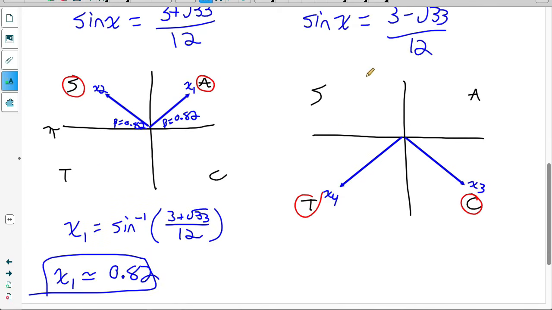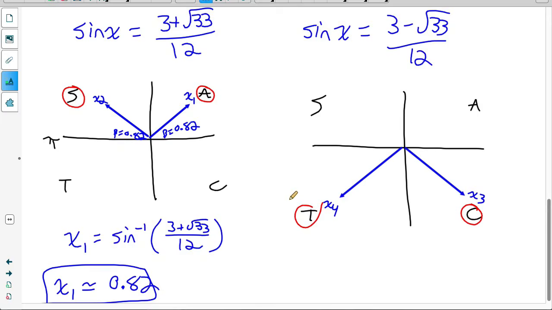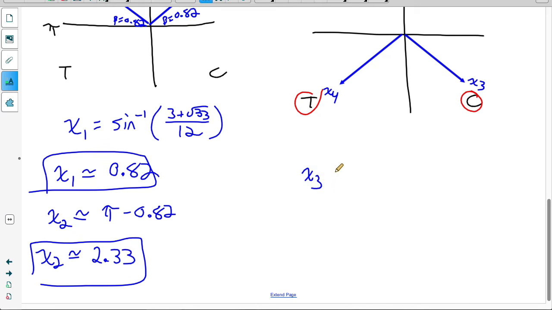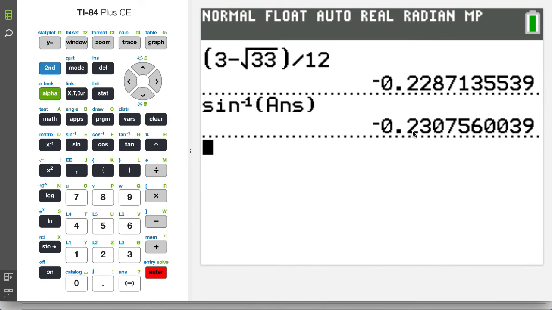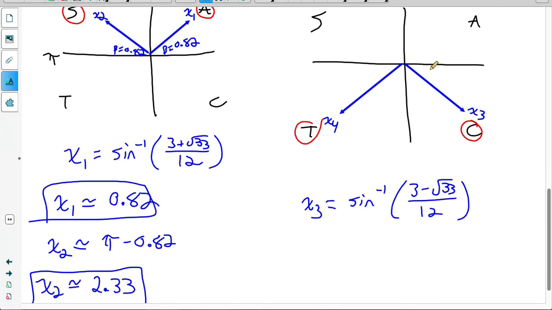Right? So to get an approximate value for an angle that has this ratio, we can just do inverse sine of the ratio. So is it 3 minus root 33 over 12? So let's do inverse sine of that. And my calculator gave me negative 0.23. That means go 0.23 radians in this direction. So if I go 0.23 in that direction, that's given me the reference angle. The reference angle is 0.23 because it went 0.23 clockwise from the positive x-axis.